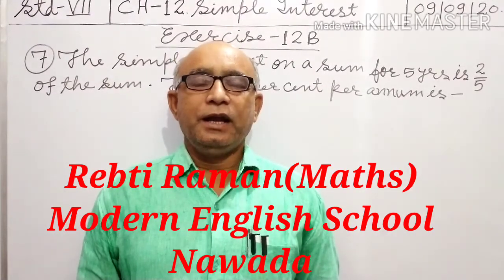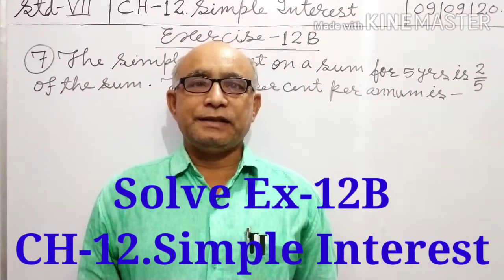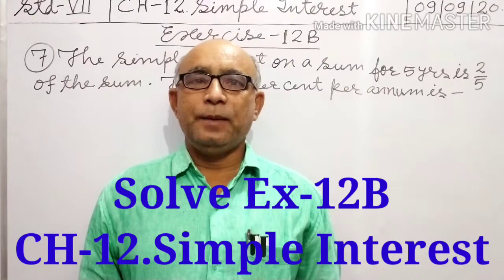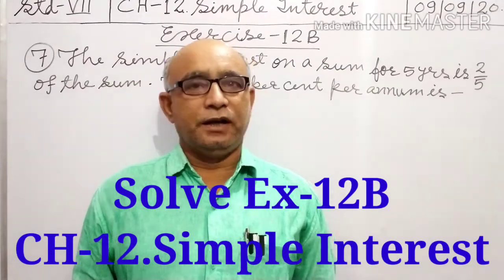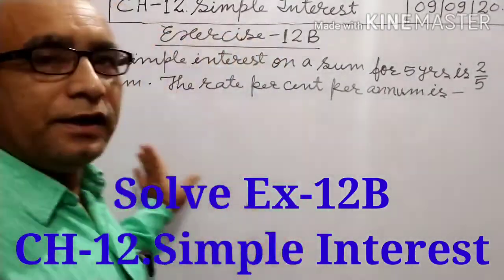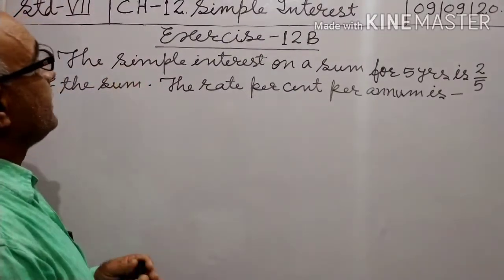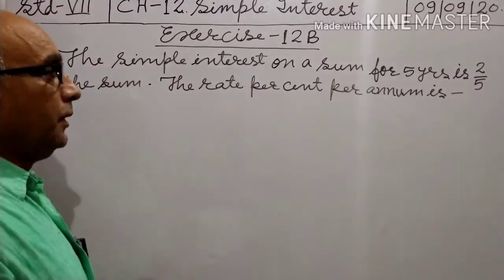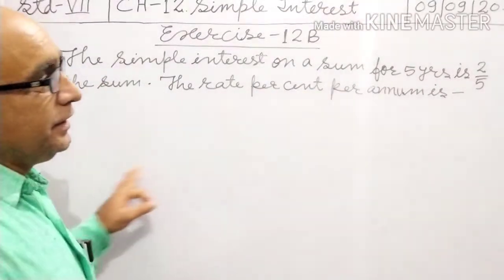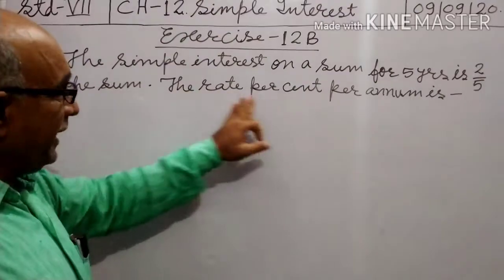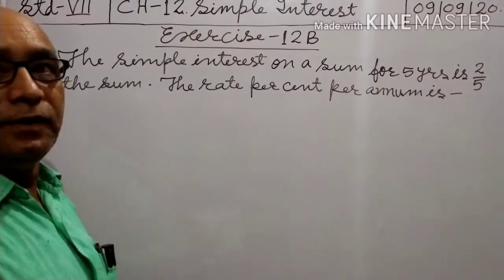Students, today I shall solve exercise 12B objective questions of chapter 12, simple interest. One question is written here. Question number 7. The simple interest on a sum for 5 years is 2 by 5 of the sum. The rate percent per annum is.